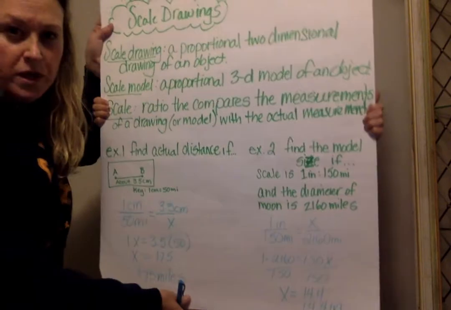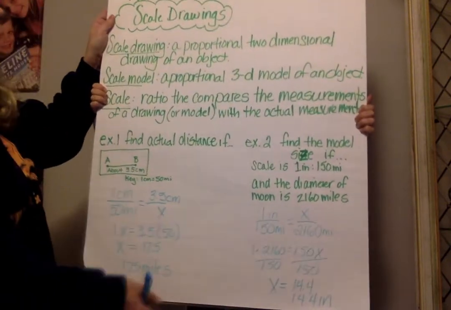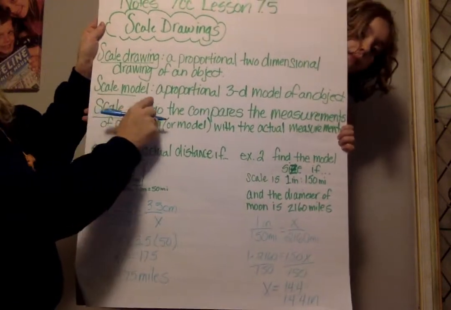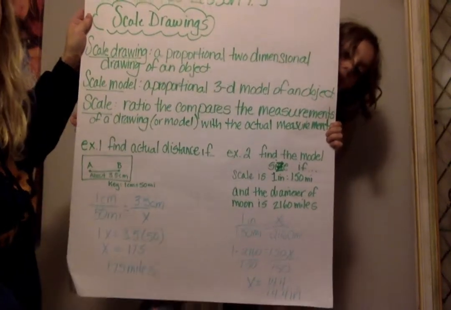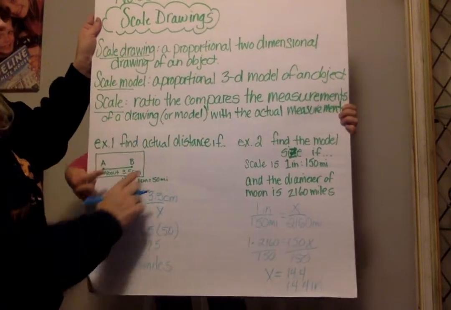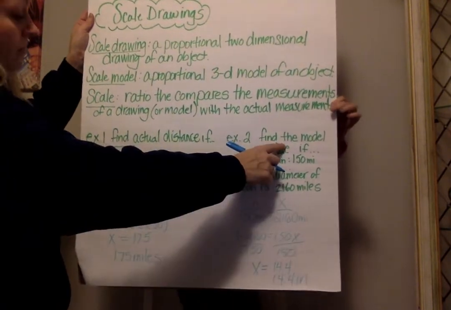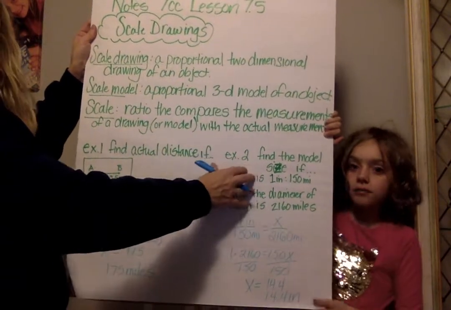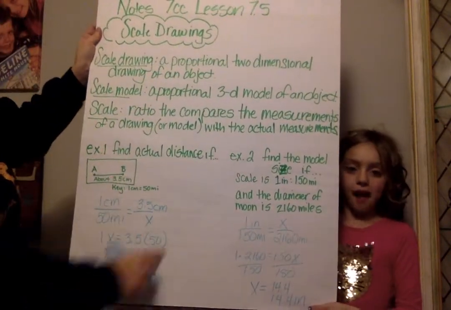So let's kind of do a recap. Scale drawings, you need to know what a scale drawing is. 2D, scale model, 3D. You need to know that the scale is the actual ratio when you're solving for the actual or the model. Anytime you're comparing actual to the model, you're going to use a proportion.